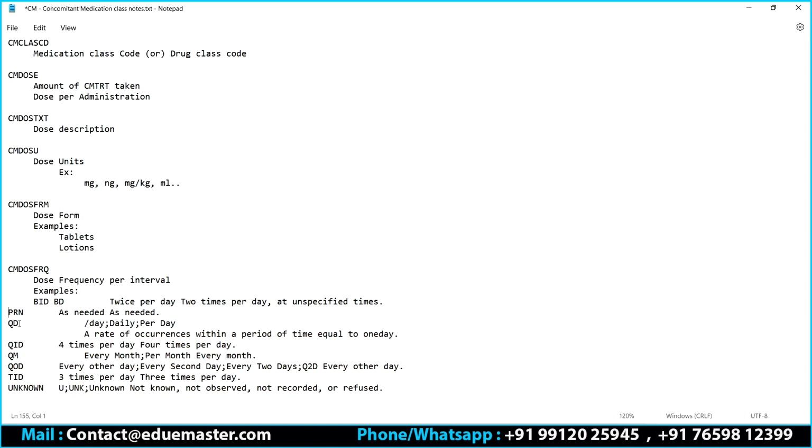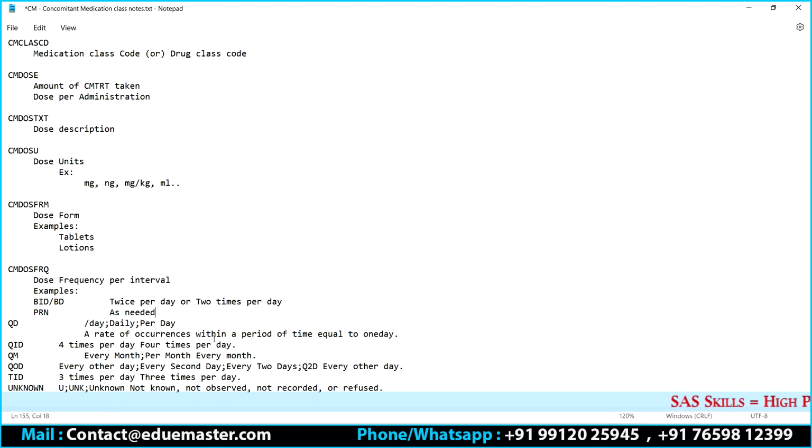So the first one is BID, or you can also call it BD, which is nothing but twice a day you are taking this particular one, right? Twice per day or 2 times per day. Okay, let's go with the easy terms. PRN. PRN is generally used for collapsed data. There are two ways of representing the data. Yesterday I showed that to you from your implementation guide.